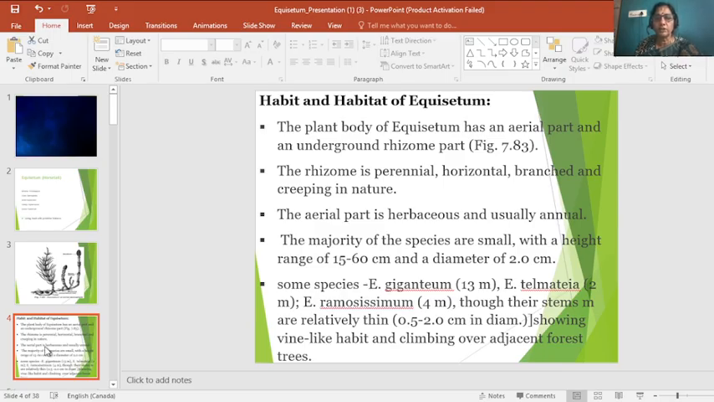The majority of the species are small, with a height ranging from 15 to 60 centimeters and a diameter of 2 centimeters. Some species like Equisetum giganteum are up to 13 meters, while Equisetum telmateia is 3 meters and Equisetum ramosissimum is 4 meters. These stems are relatively thin, 0.5 to 2 centimeters in diameter, showing a vine-like habit and climbing over adjacent forest trees.